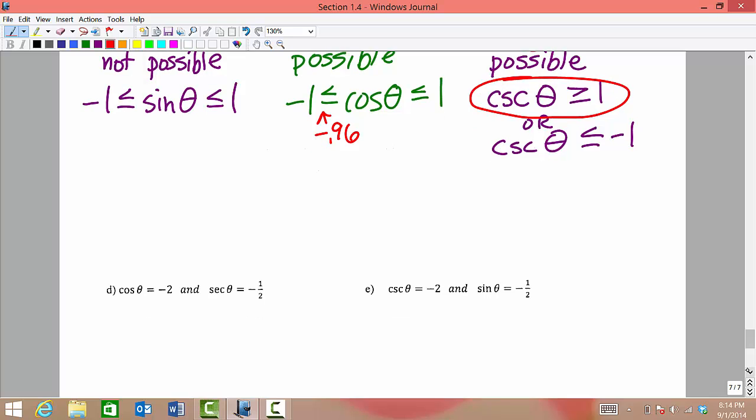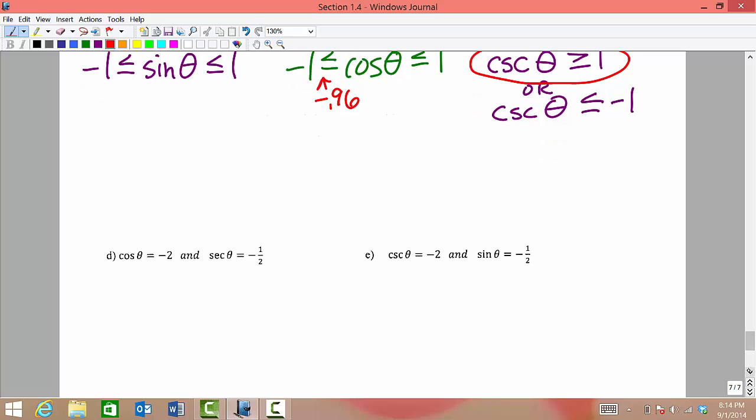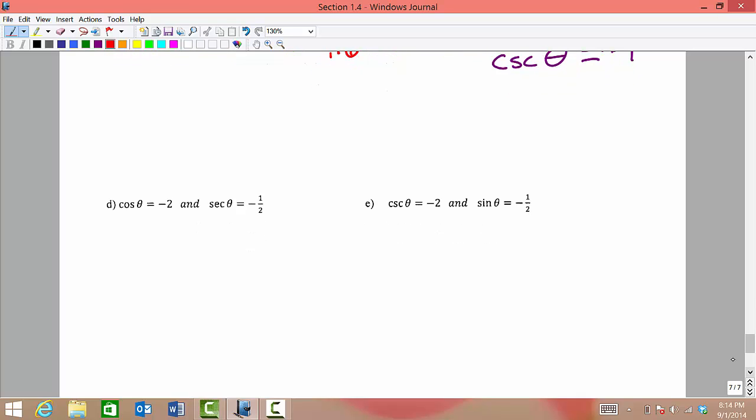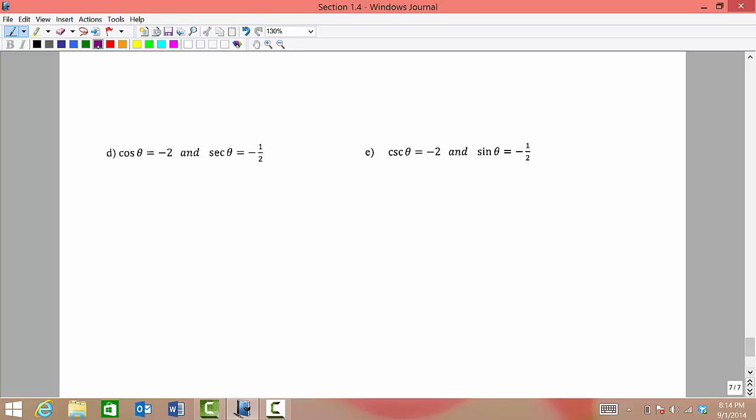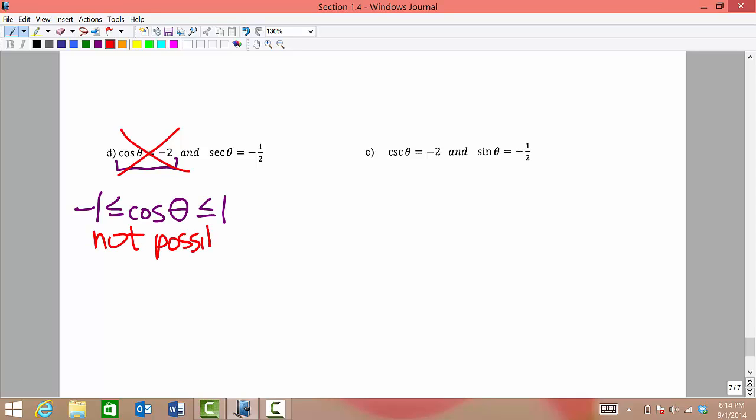Is it possible for cosine theta to equal negative 2 and for secant theta to be equal to a negative 1/2? Well, let's first check here. Cosine has to be larger than negative 1 or smaller than positive 1. So this right here is not possible. So the answer for part D would be not possible.